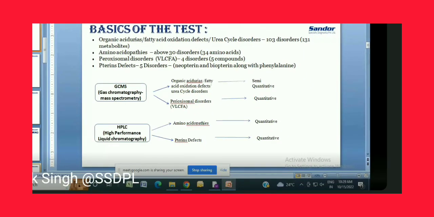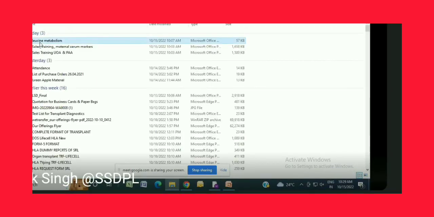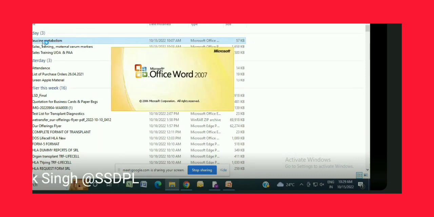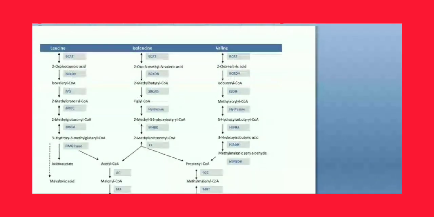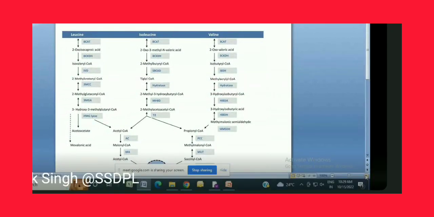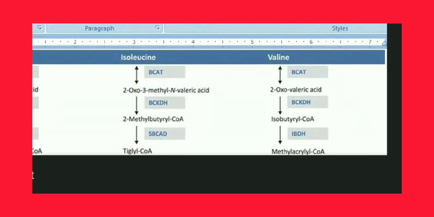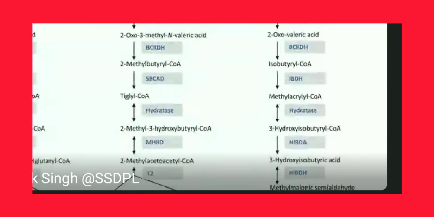Mayank, could you please share what I have mailed you just now? It would be a little easier for them to understand. Is it clear? Can everybody see this? Right. Hope this is clear.